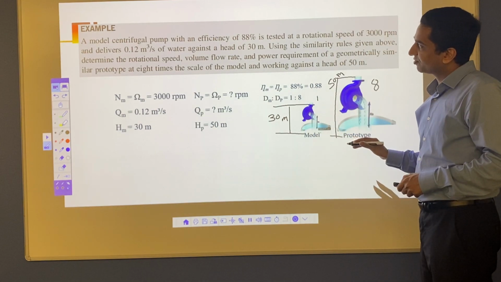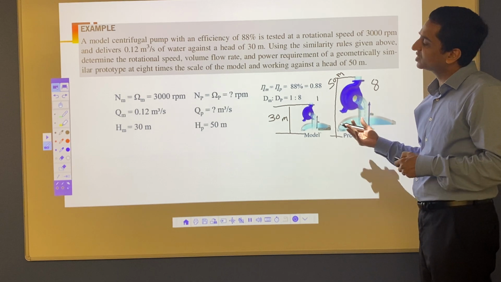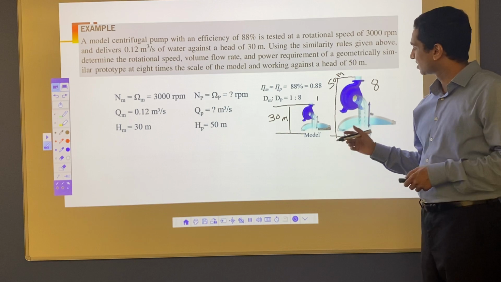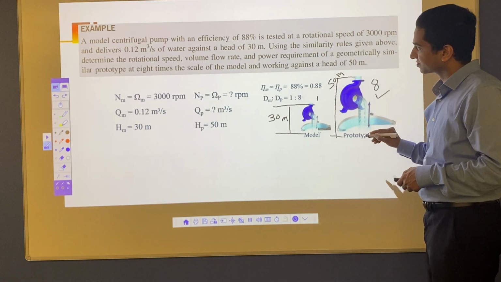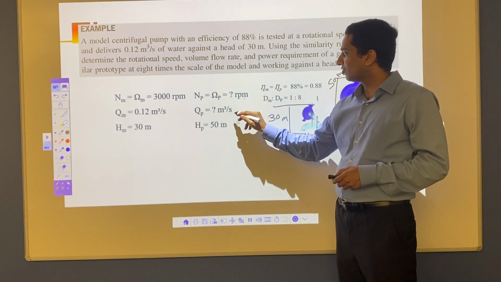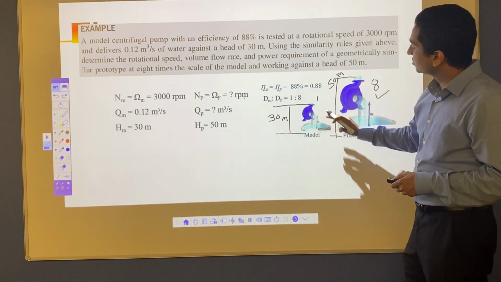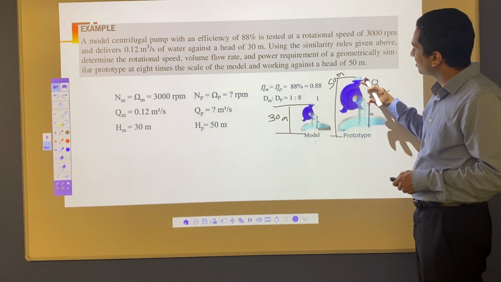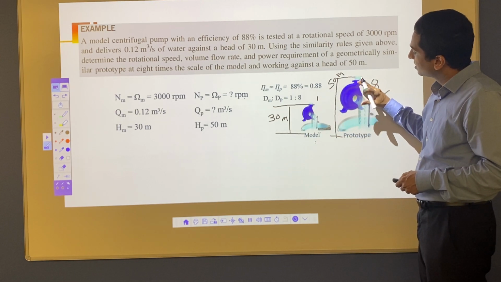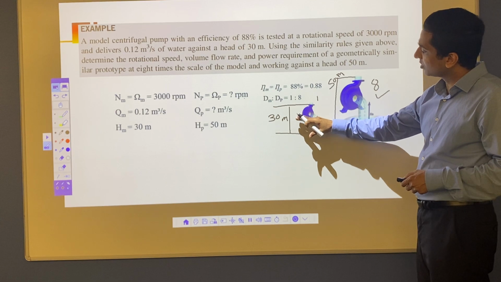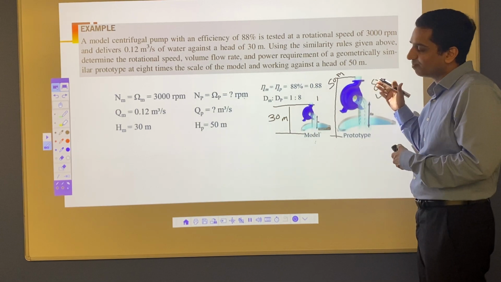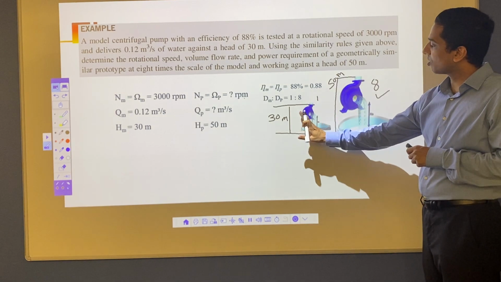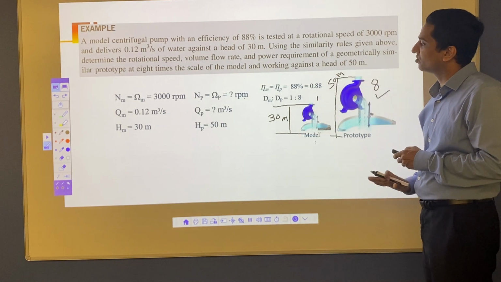In this problem, what I have to do is use dimensional analysis or similarity requirements to predict how this big thing will behave. What will the speed be and what will the flow rate be? So data for the small thing is given. This small thing is identical to the big pump. From the small pump, predict how the big pump will behave, and that's the whole problem.